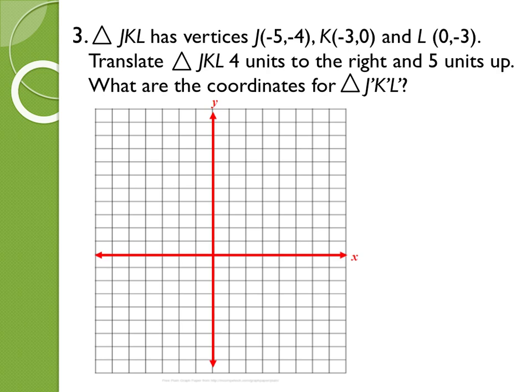So the first thing I need to do is plot the coordinates for triangle JKL. So plot 1, 2, 3, 4, 5, down 4, 1, 2, 3, 4 is J, K, L, okay. Now I'm going to change my color to a pretty color.